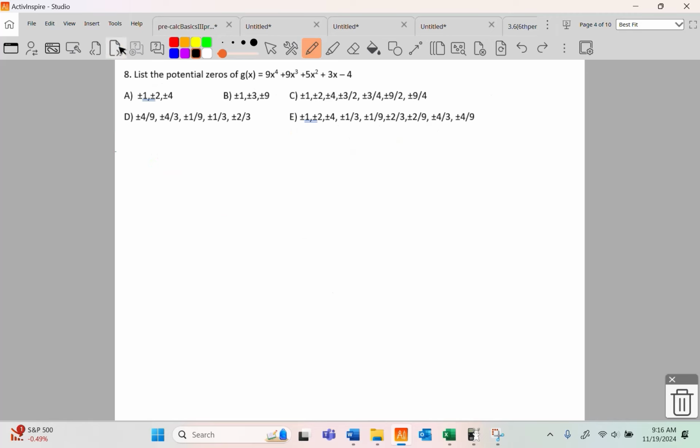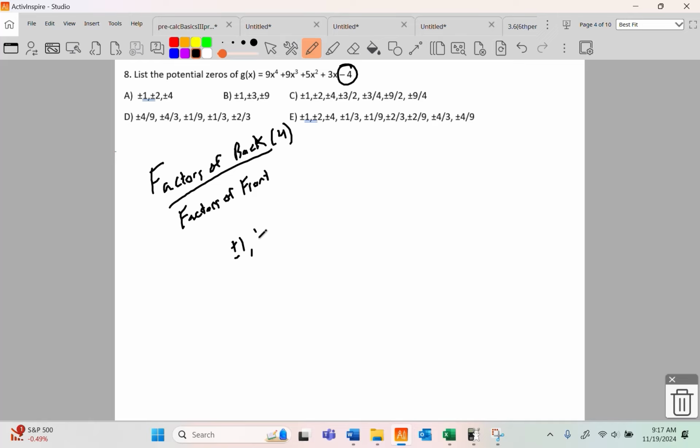I think I can finish this little bonus one. List the potential zeros of g of x, which is 9x to the fourth, and so on, minus 4. So when I did this in class, I said it was factors of the back. Maybe I should use the word butt. Factors of the butt, I don't know, over factors of the front. So this is the back number 4. Factors of 4 are going to be plus or minus 1, plus or minus 2, plus or minus 4. Sitting over the factors of the front, which is a 9, which is plus or minus 1, plus or minus 3, plus or minus 9.